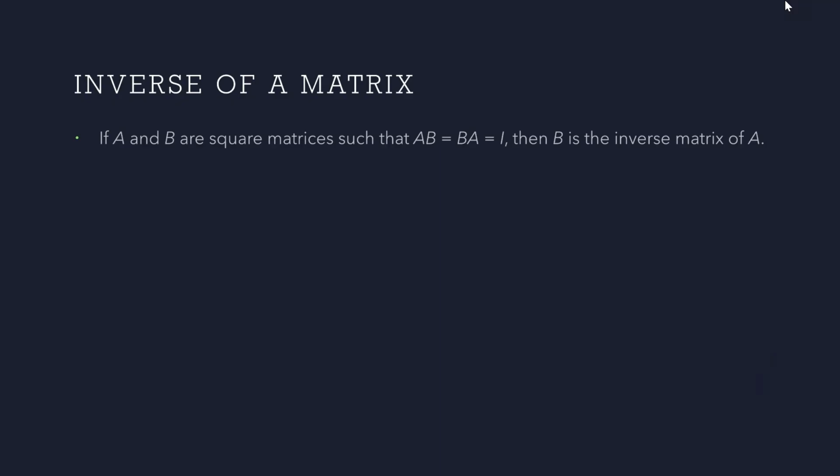To do that, we just have to multiply them. And if we get the identity, then we know that they're inverses. And if we don't, then we know that they're not. Not every matrix has an inverse.